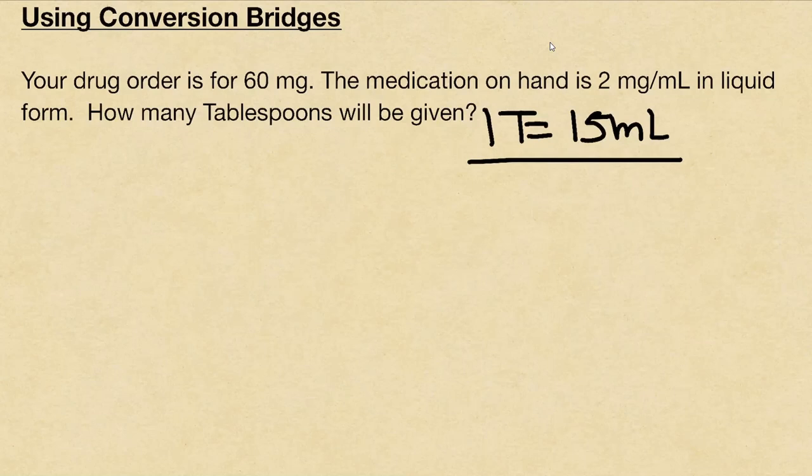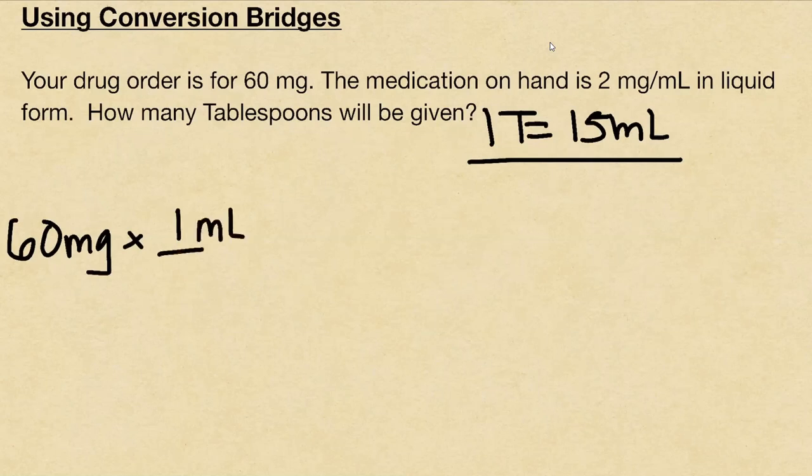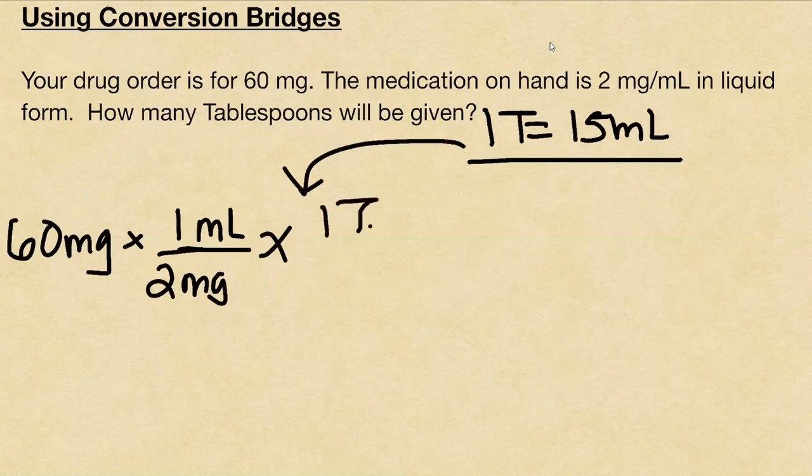So let's go ahead. What is my original number? I've got to get this animal 60 megs of meds. And for every 1 ml, there is 2 megs in this particular med that I have. And let's go ahead and make another bridge so we can get our conversion factor in here. So for every 1 tablespoon, there is 15 mLs.